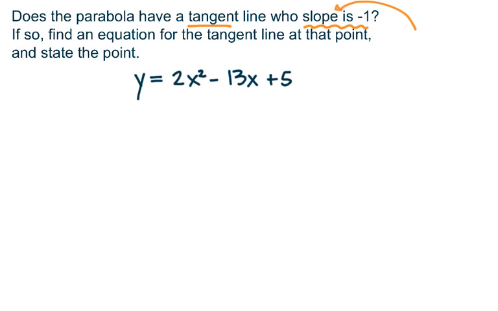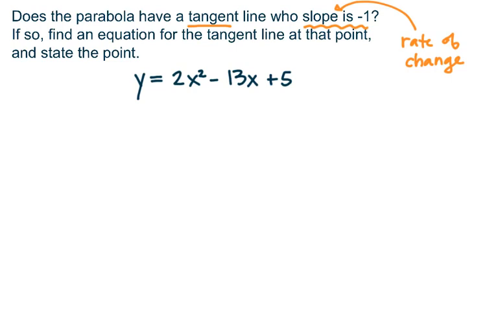What we want to make sure that we understand is that slope is a rate of change, and the derivative gives us the slope of the tangent line at that point. So in order to do this problem, we're going to need to find the derivative. Once we've found the derivative, we're going to set it equal to -1, because remember, the derivative represents the slope. So we'll solve, if possible, to see if there is an x value where the derivative is equal to -1.